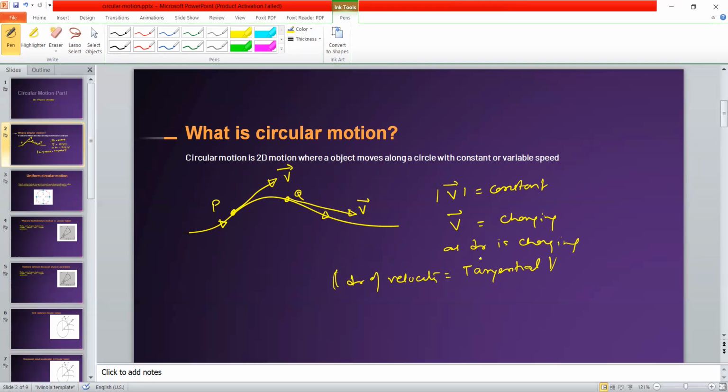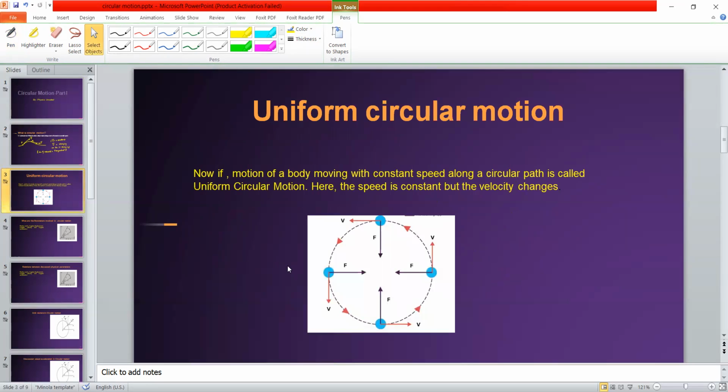So in circular motion, we'll be discussing two cases: what will happen when the speed of the particle is varying and what will happen when the speed of the particle is constant. So let's move ahead. In uniform circular motion, as I've already told you, if the body is moving with a constant speed in a circular path, it is called uniform circular motion, but the velocity of the particle keeps on changing. As you can see in the diagram itself, the direction of velocity is towards the tangent and it is constantly changing.